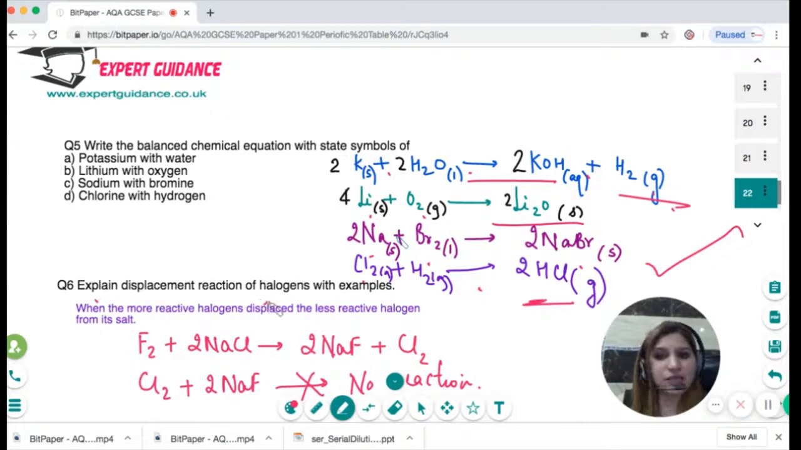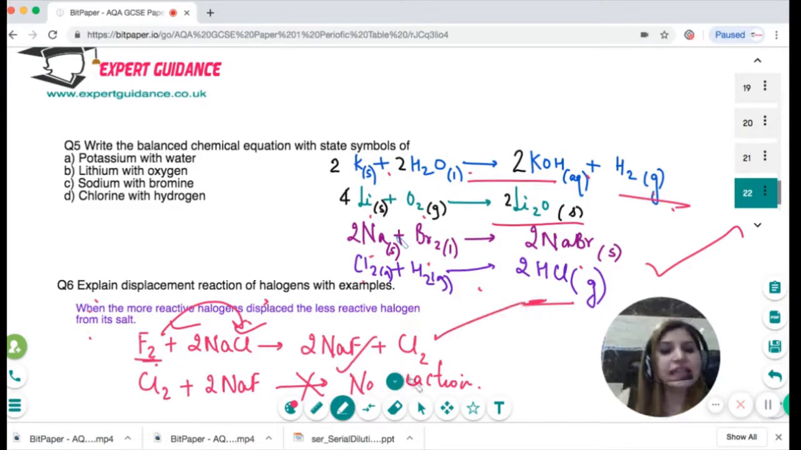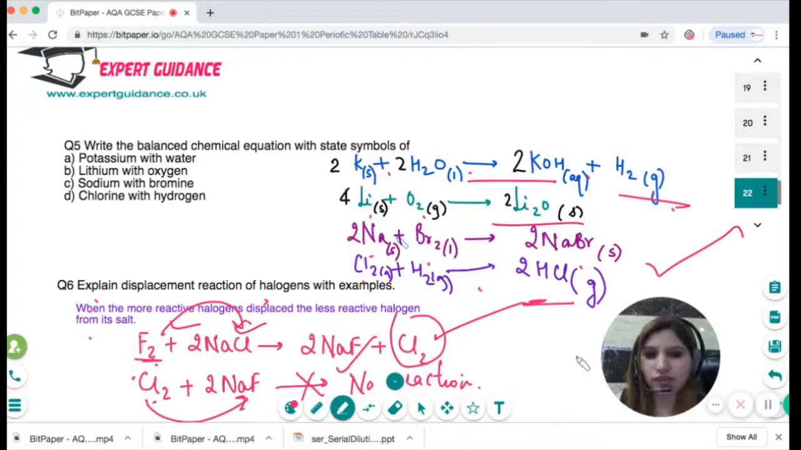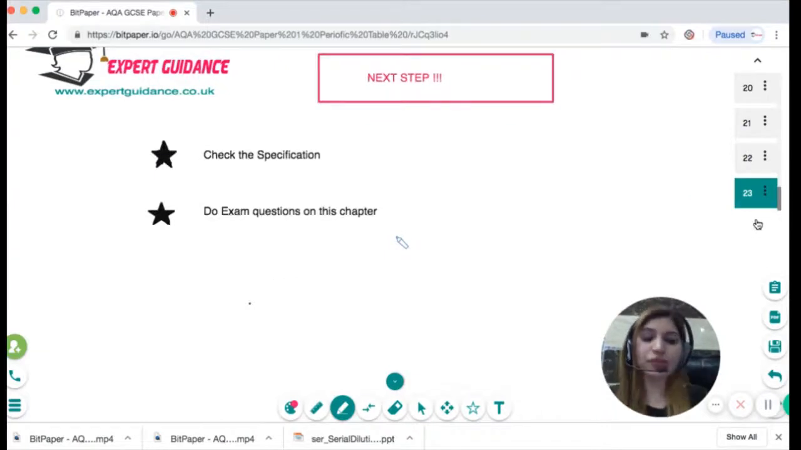Explain a displacement reaction: the more reactive halogen displaces the less reactive from its salt. So fluorine, being more reactive, can displace the less reactive halogen in the compound, forms a compound itself, and displaces the other one, which is chlorine. But if we do it the other way around, chlorine, being less reactive, cannot take the position of fluorine in NaF, so no reaction. Okay, so I hope this chapter is well clear to you.